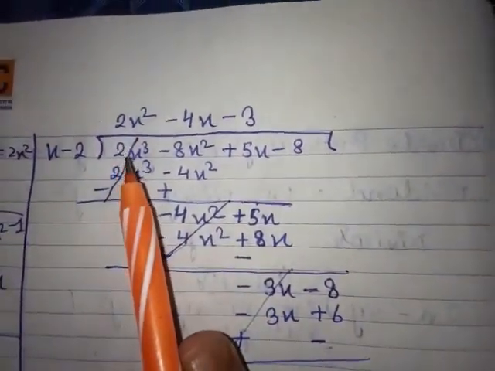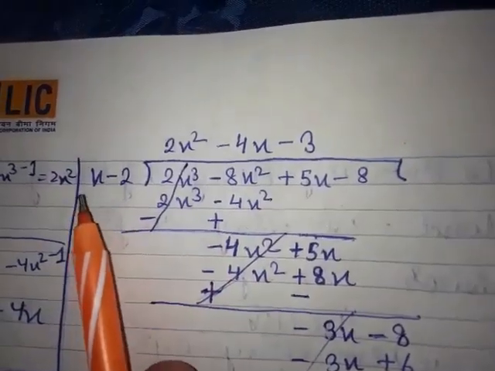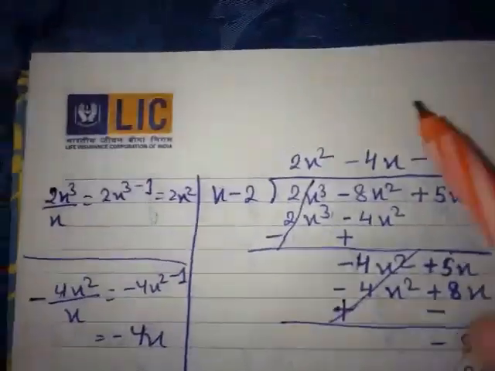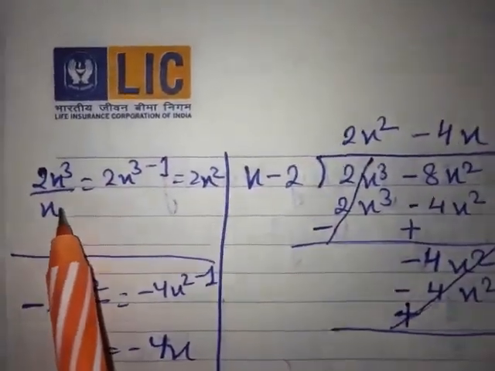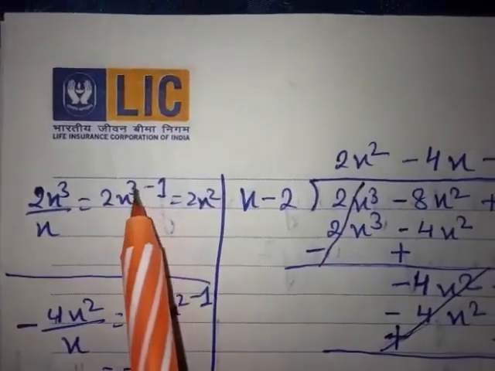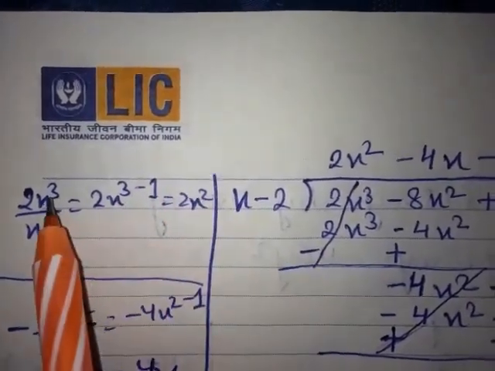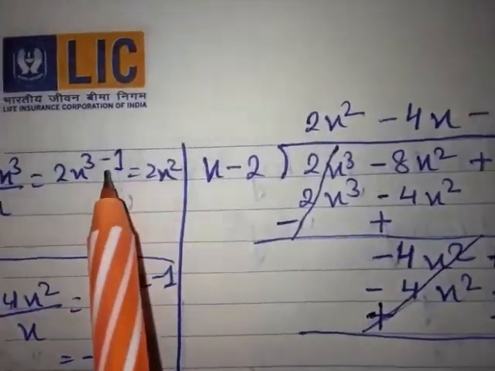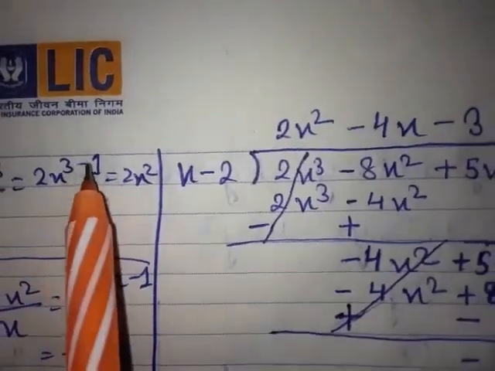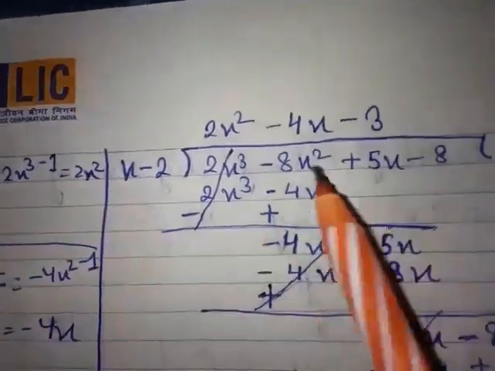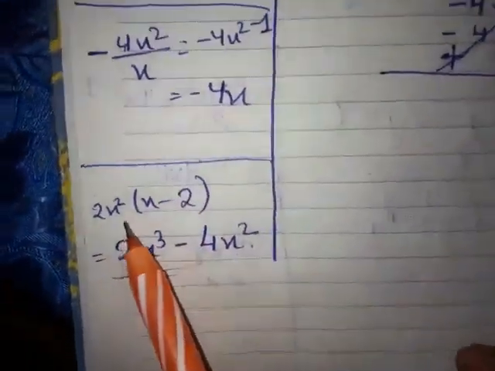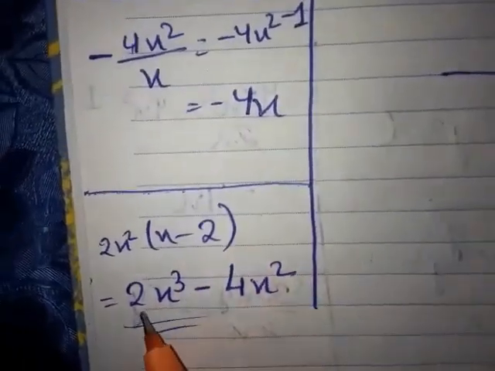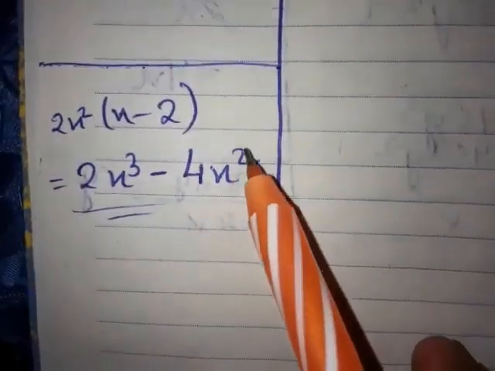Here you can see the first term is 2x cube. Here you can see the first term is x. So on dividing 2x cube by x, we get 2x to the power 3 minus 1. Upper 1 power was 3, x to the power 3 it was there. Upper 1 power was 3 minus the down 1 power, that was 1. So 2x to the power 3 minus 1 is equal to 2x square. You have to multiply the whole thing by 2x square. You can see we have multiplied 2x square into x minus 2 gives 2x cube minus 4x square.